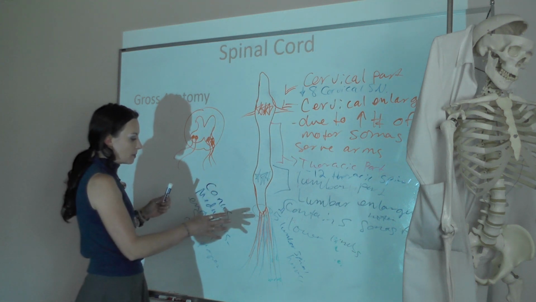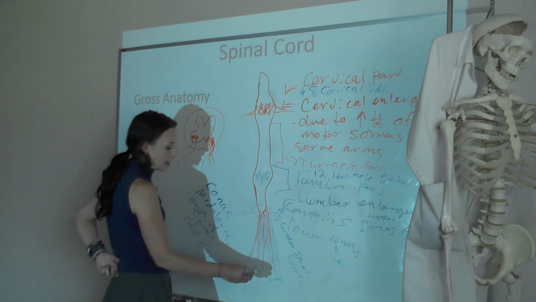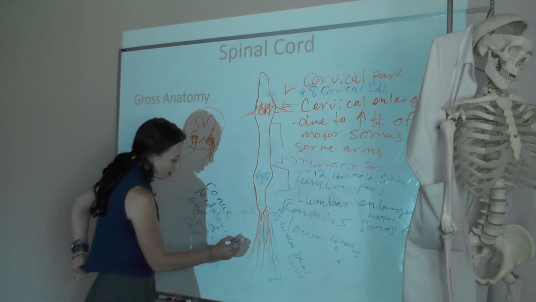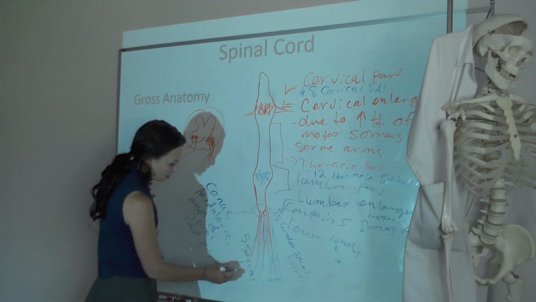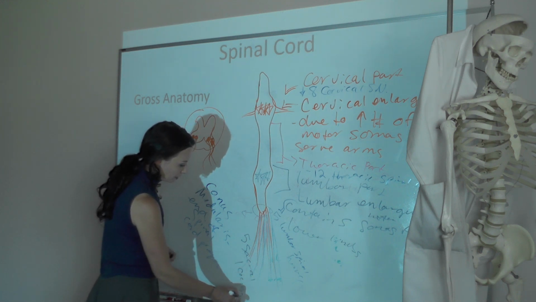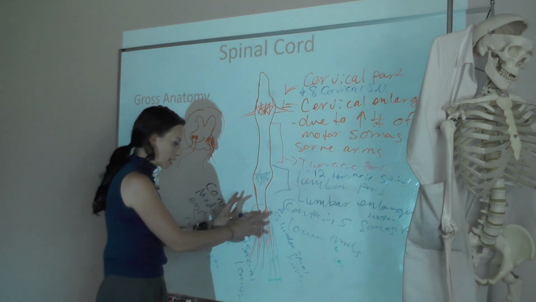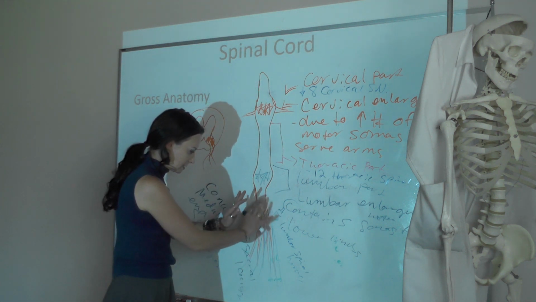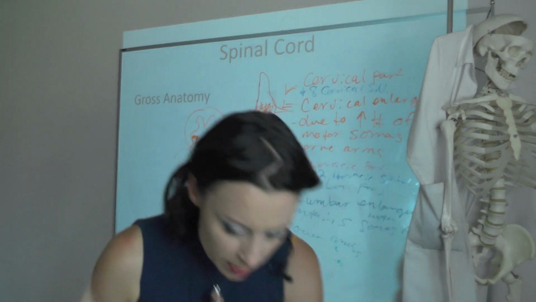So after conus medullaris, the end of spinal cord proper, all of the rest of our spinal nerves are 5 sacral spinal nerves and 1 coccygeal spinal nerve. They're all going to exit spinal cord proper kind of at that, it ends up there superior, and then all of the spinal nerves will come out inferior to that.